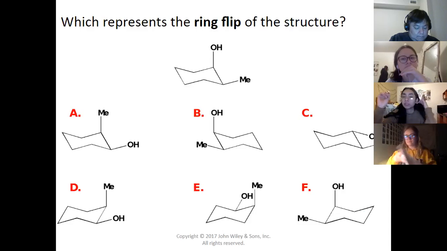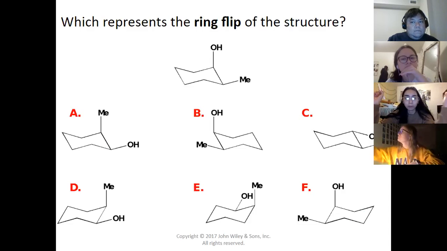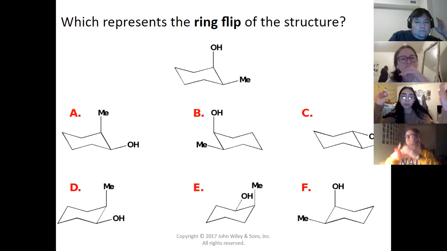Yeah, do you always just move to the left? That's kind of my biggest issue. How do you know where they move? It makes sense in that one.